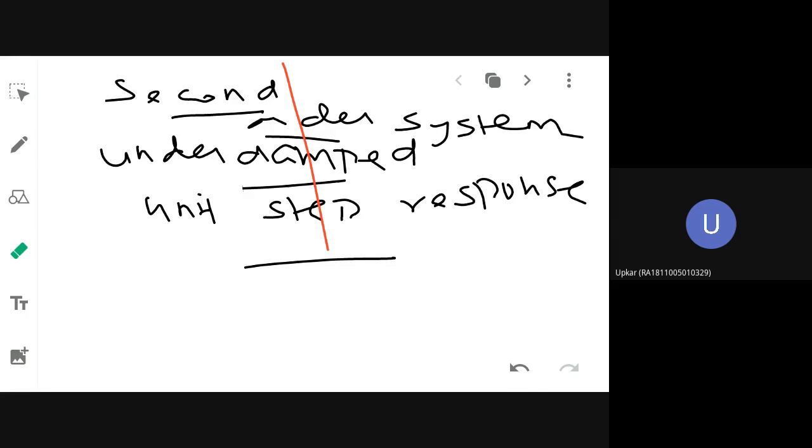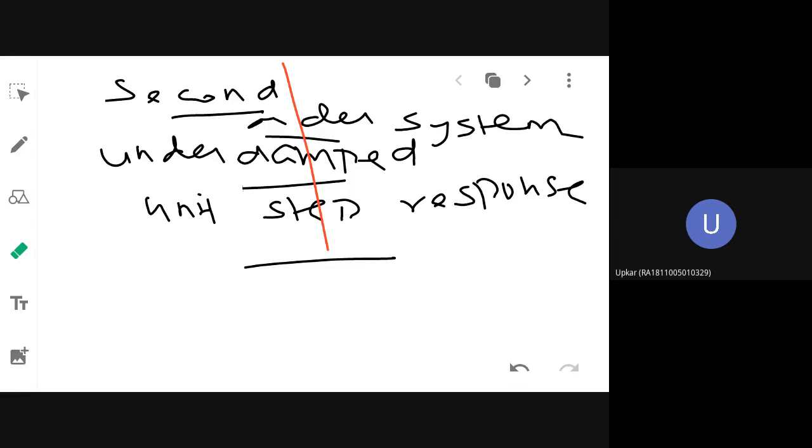Okay. We were discussing C of t derivation for a second order system when the system is applied with unit step input. Only two systems C of t we have derived. What are the two cases that we have studied last class? When zeta is equal to 0, when zeta is equal to 1. Okay. So we have discussed C of t derivation for undamped system and critically damped system.